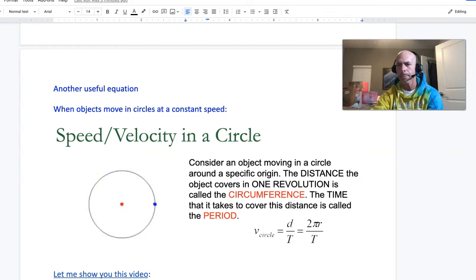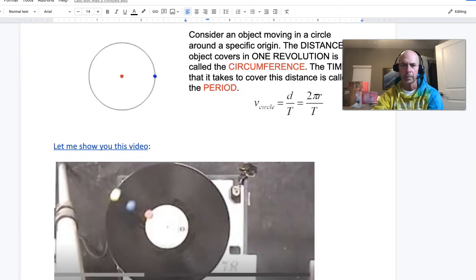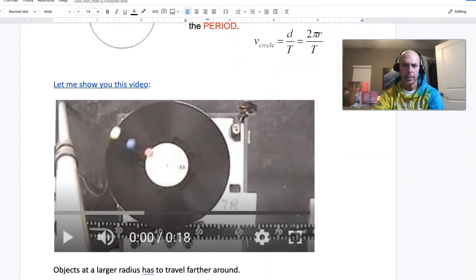Let me show you this video that I made. Let me set this video up. I basically have this turntable. This is an old record player, and I put this turntable at a specific rotational speed. And I've got these three different colors of clay balls, and I use clay, just little spheres of clay, because I could stick them down on the record. So let me show you this video real quick.